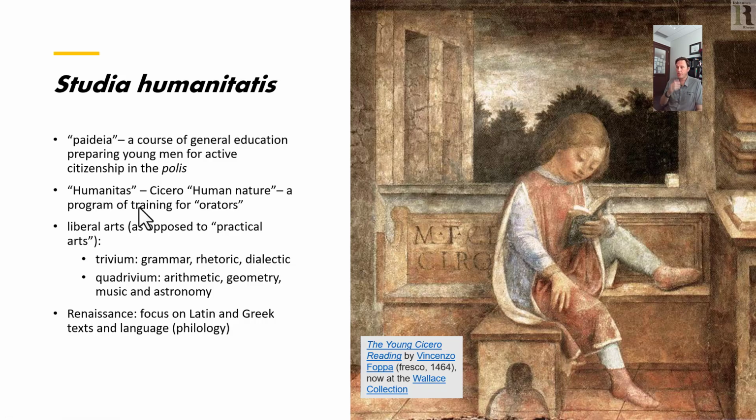The curriculum changed, and there was this idea of the introduction of this type of education called paideia, which was a course of general education preparing young men for active citizenship in the polis. This would have been based on the 7 liberal arts: grammar, rhetoric, and dialectic, but with rhetoric newly ascended over grammar and dialectic, which had been more favored in the Middle Ages. It also involved studying arithmetic, geometry, music, and astronomy.